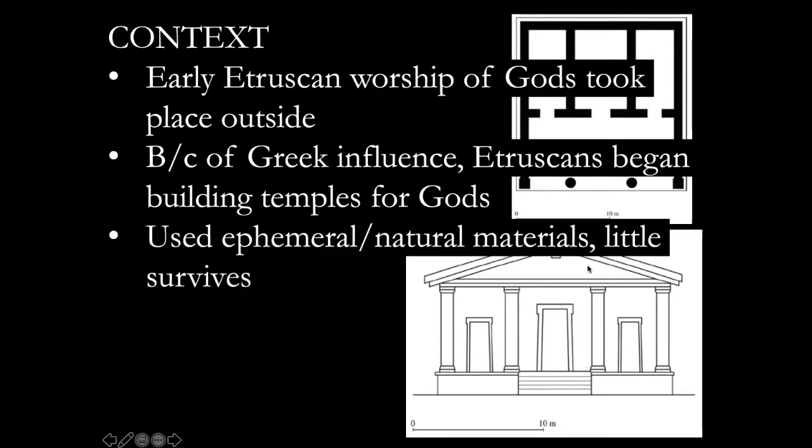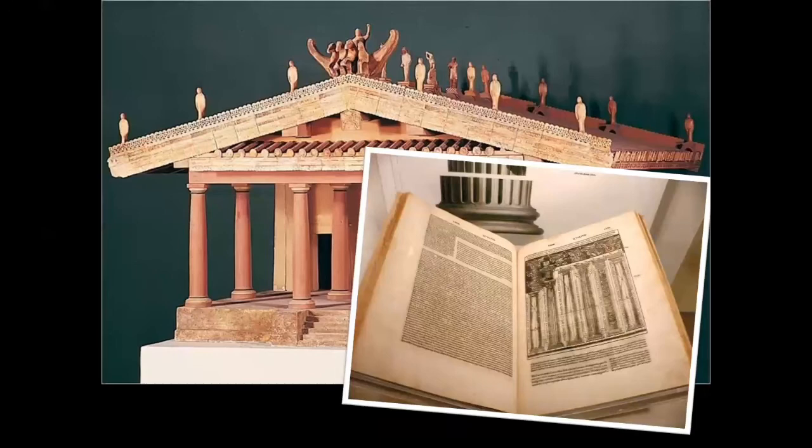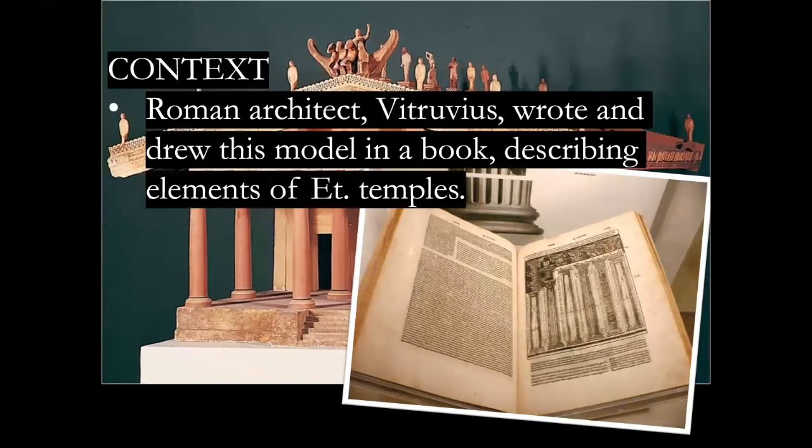We already wrote this, you don't need to write it again, but they use ephemeral natural materials, so little survives, right? Makes me think of the 3 little pigs. Which one do you want to use for a house? Which one is going to last? Well, the stone Parthenon lasted. None of these Etruscan temples have actually lasted. Which then leads to the next question: how do we know about them if nothing actually lasted?